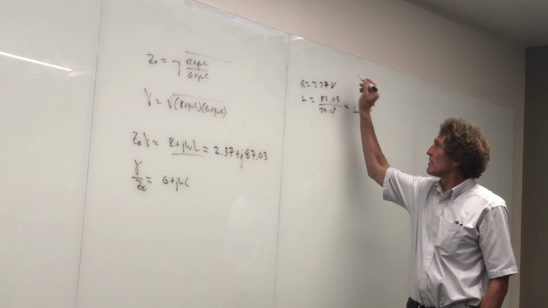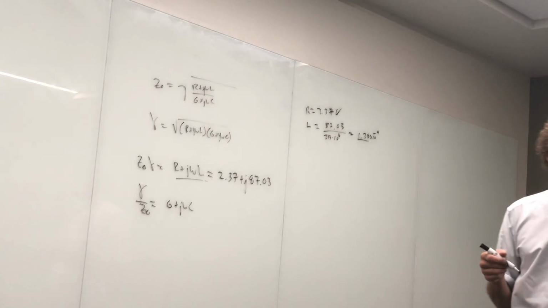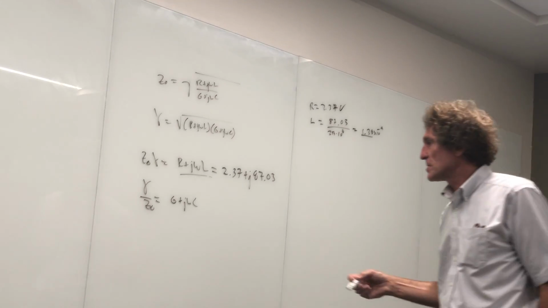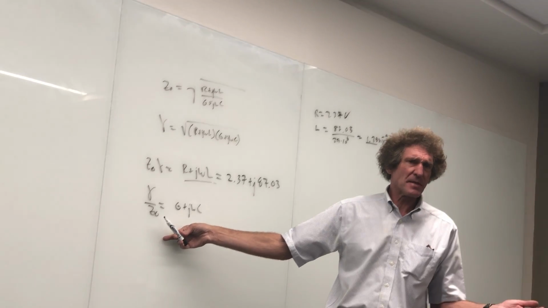All right, then you can check that one. What about L? Is that right? Sure, L's right, it's 138 million. You follow me? Now, if you want G plus j omega C, you take gamma and divide it by Z naught. That's it. And I thought that was laid out there.